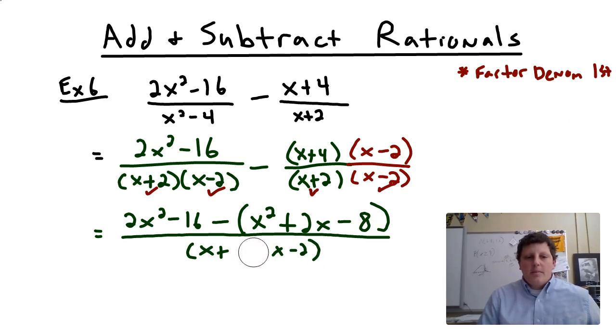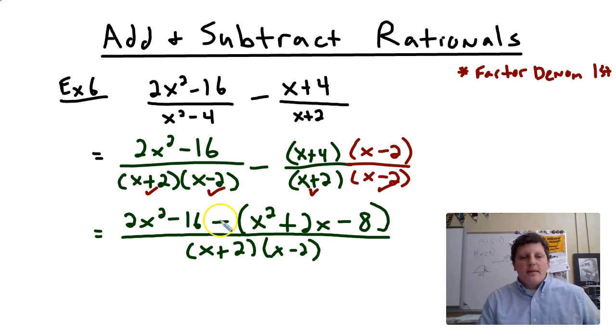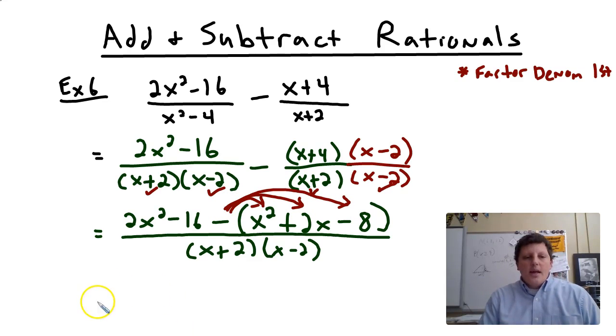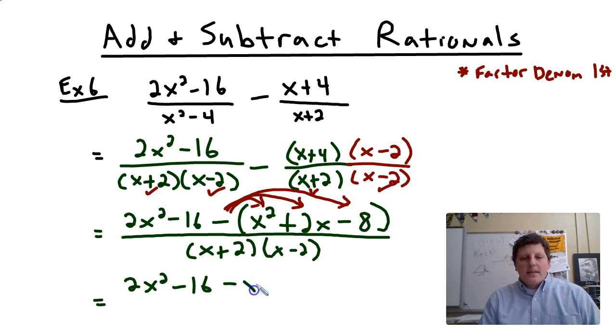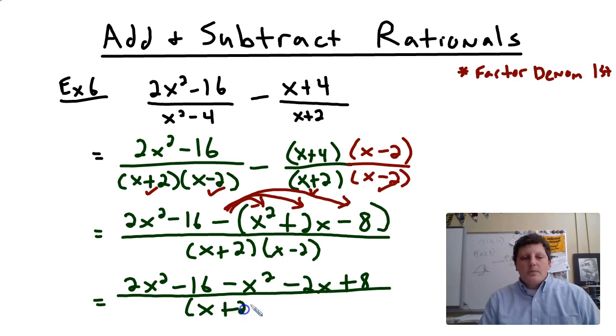Let's fix this up just a little bit. So now that we've got our common denominator and we've got our numerator listed out, pay attention to the fact that I put minus parentheses because I'm subtracting this whole thing. And what do you do when you subtract a parentheses? You distribute into that parentheses. When you distribute a negative, it just changes the signs. So what we actually have here is 2x squared minus 16 minus x squared minus 2x. And then negative times negative is positive 8. And again, all of this is still over x plus 2 times x minus 2.